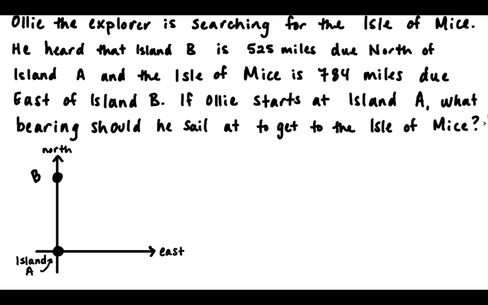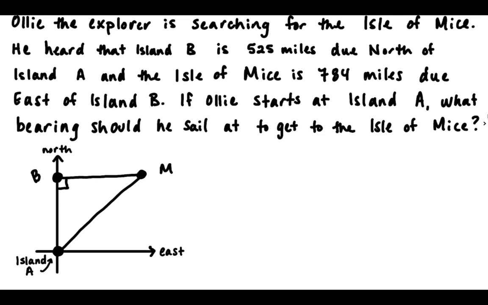Okay, and then the Isle of Mice is due east of Island B. So if I'm at Island B, I want to go due east, and this could be our Isle of Mice. Now we've got a little triangle on our map, which is nice because then we can use trigonometry. Once we have our map set, we want to start labeling some sides and angles, and then we can solve.